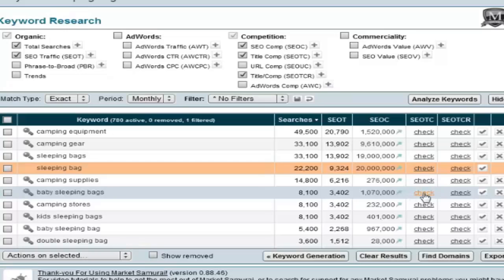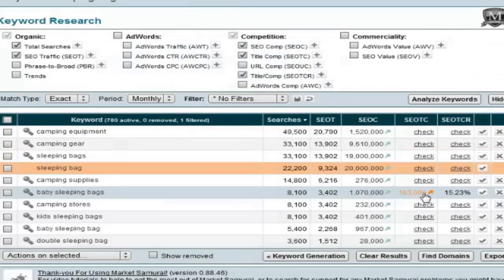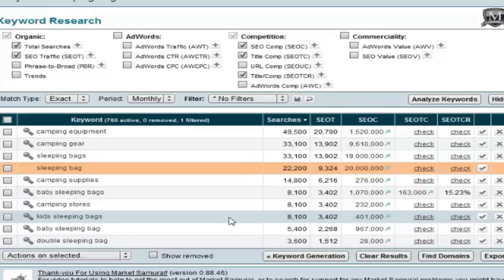And then we can go ahead and check the title tag competition. This is going to be a better indication of how much competition this is. So this is how many web pages out there are using the term baby sleeping bags in their title tag. Now, with SEO, putting the keyword in your title tag is a very important factor. So that shows how many web pages out there are really going after that term. So for this, it's 163,000, which is a fairly large amount.